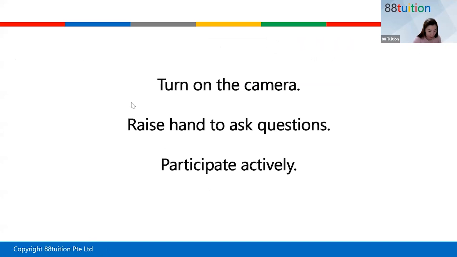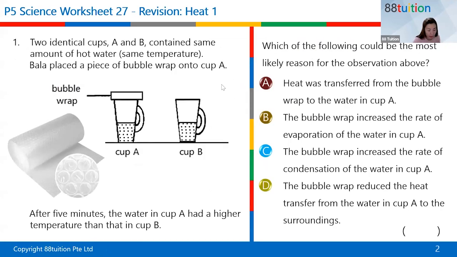Okay. Question 1. Now you have two identical cups, A and B. Okay, they contain some amount of hot water. This hot water is at the same temperature. So Bala placed a piece of bubble wrap onto cup A. So this is how bubble wrap looks like. So can you tell me what is inside every bubble of this bubble wrap? What is inside these bubbles? Okay, answers are coming in. Good. You all know.